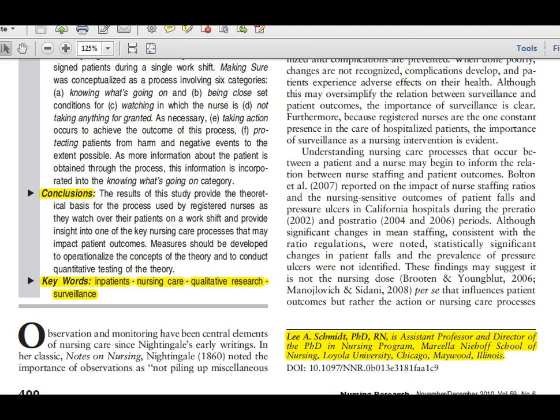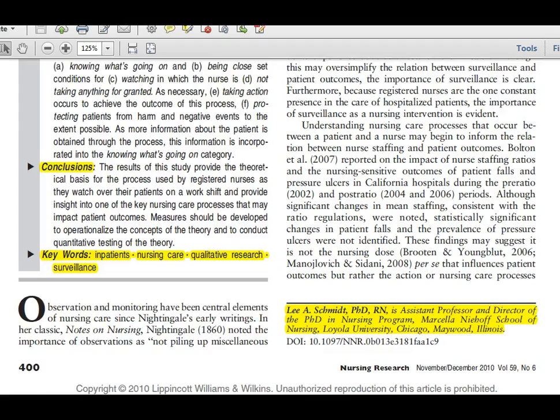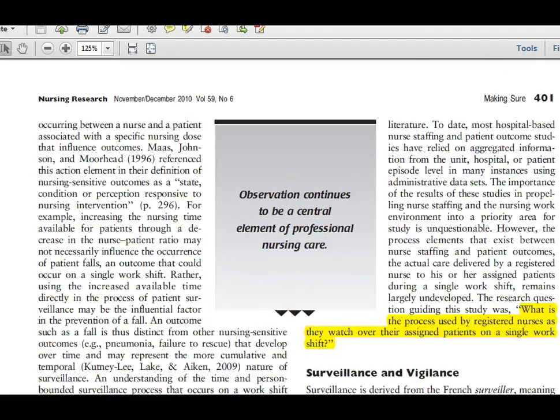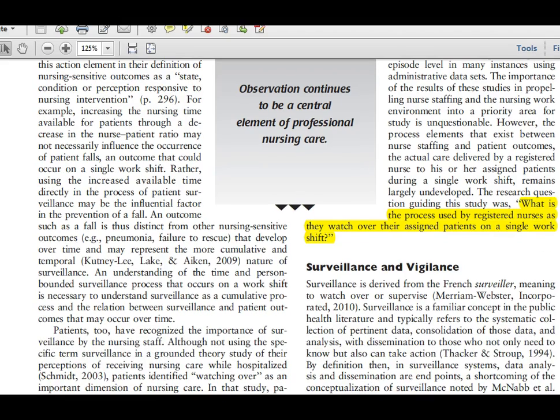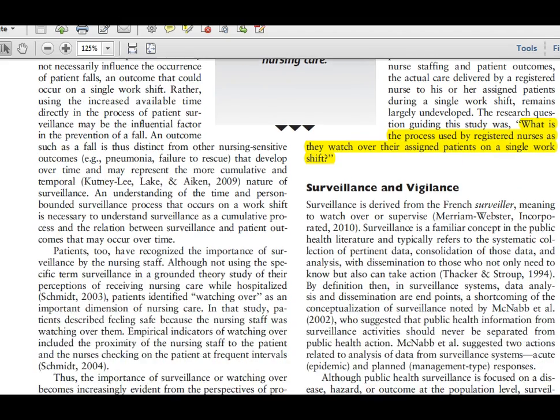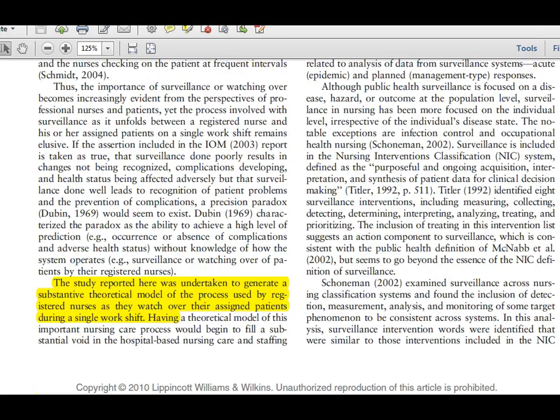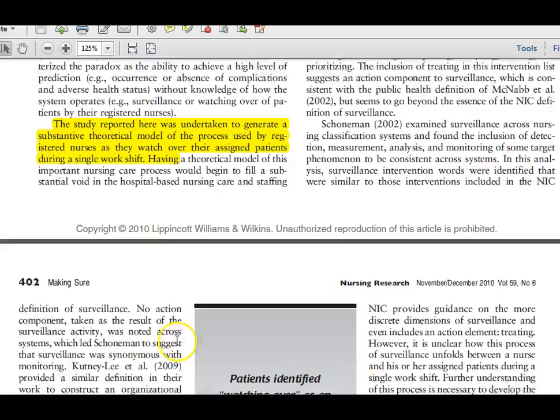We see here that Dr. Schmidt is a nurse and a professor at Loyola University, giving credibility to the author. The study research question is laid out. The methodology is generating a substantive theoretical model of the process used by registered nurses as they watch over their assigned patients during a single work shift is stated here.